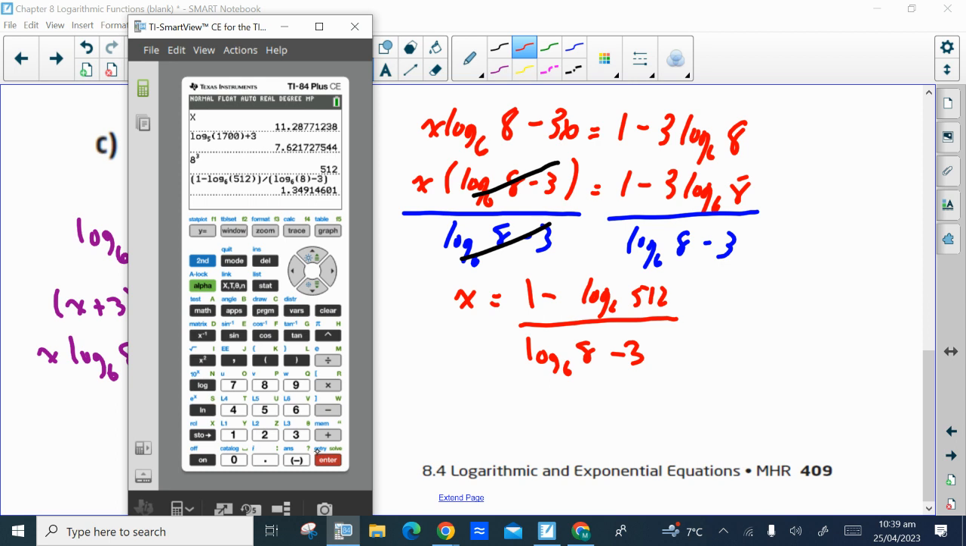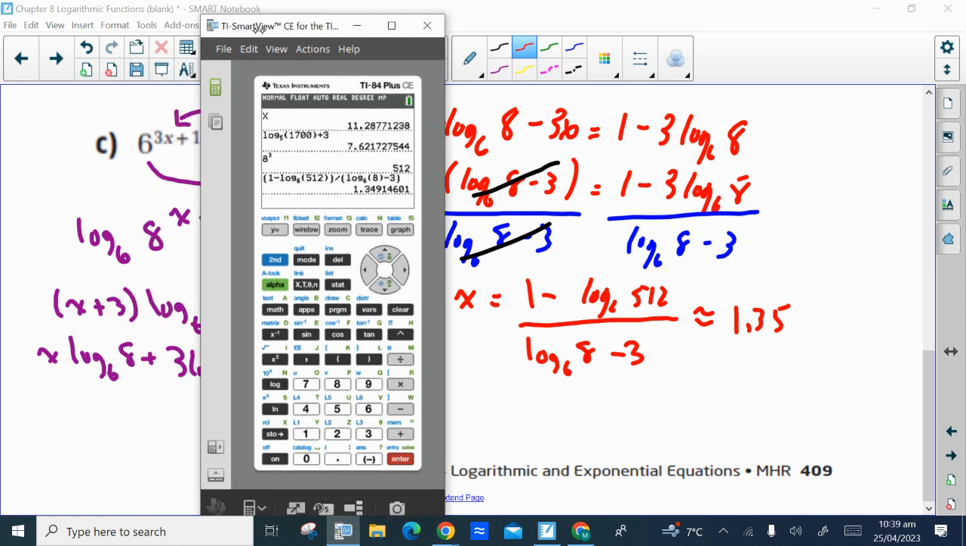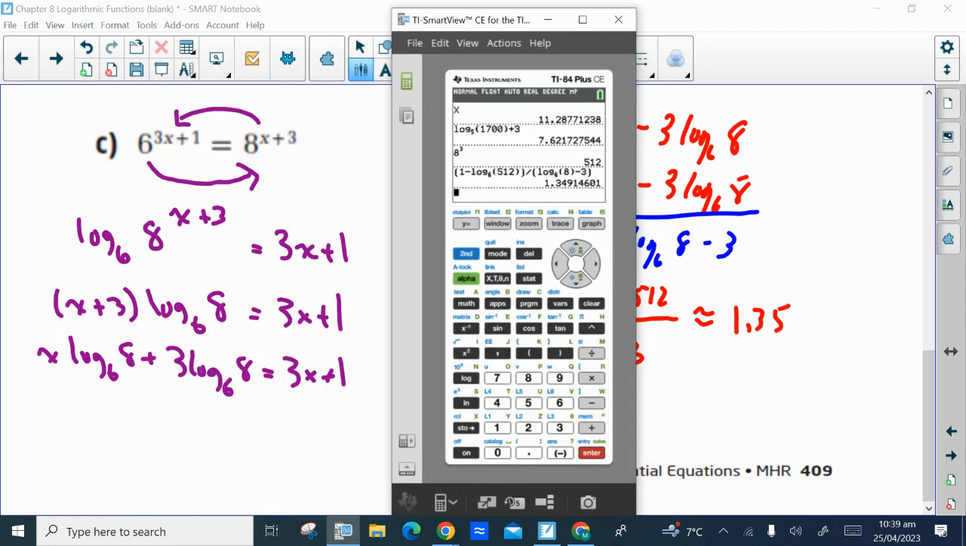So that's approximately 1.35. Let me put that in the calculator. And we can use the calculator to check this. Equation 1 will be the left side, 6 to the power 3x plus 1. Equation 2 will be the right side, 8 to the power x plus 3.